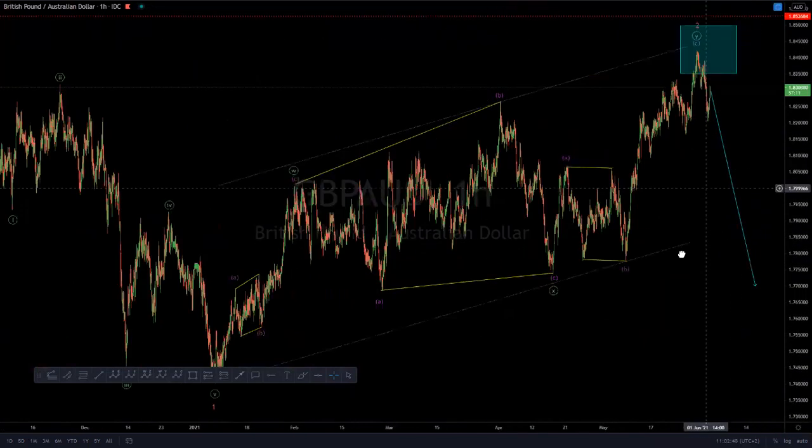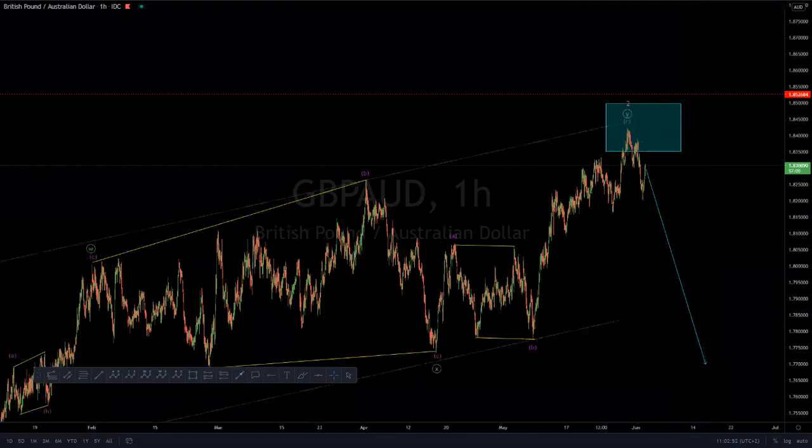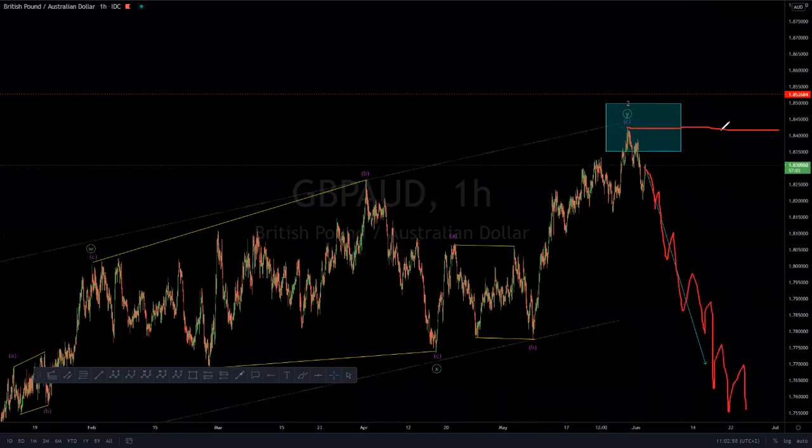Anything against this low here, we've got this move that came into the blue box. So anything against this swing high, I'm still expecting that GBPAUD is going to trade lower. But I'm just discussing this one, guys.